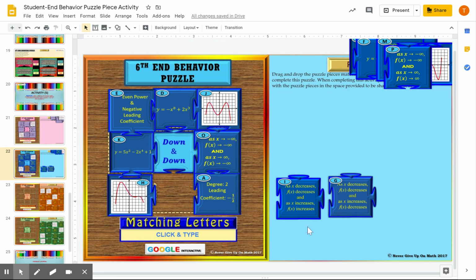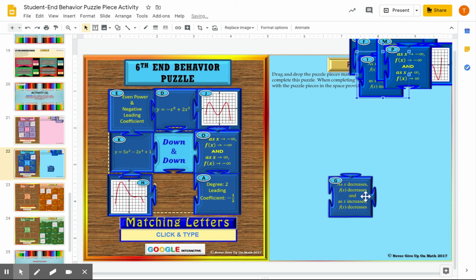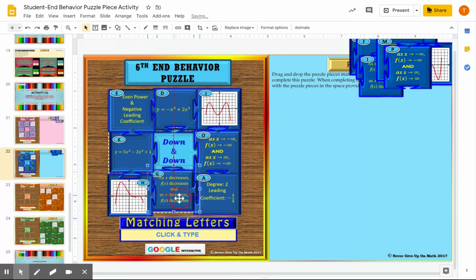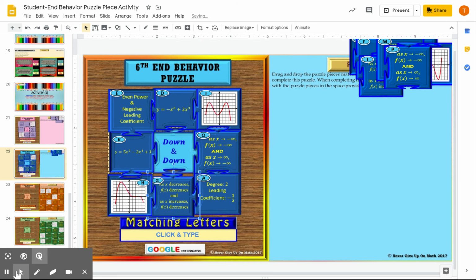So then let's read I. As x decreases, aka goes to the left, f of x decreases, aka goes down. And as x increases, aka goes to the right, f of x increases, aka goes up. So this is not correct because it's saying it goes up on the right. So G has to be our correct answer. And that is how you would determine up, up, or down, down. Come back for the next video for down, up.